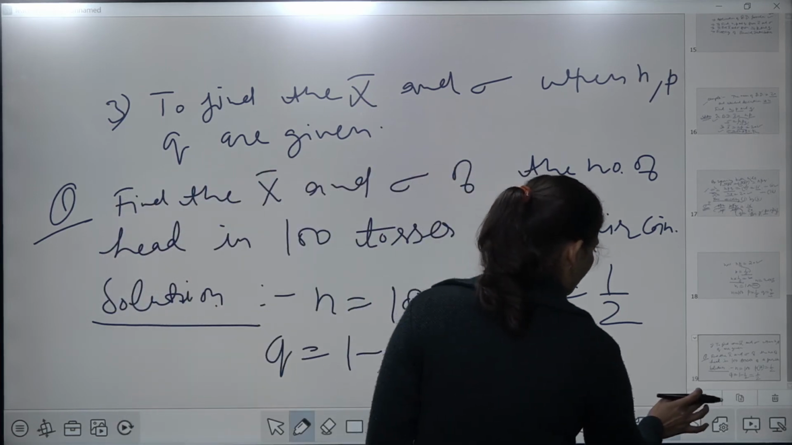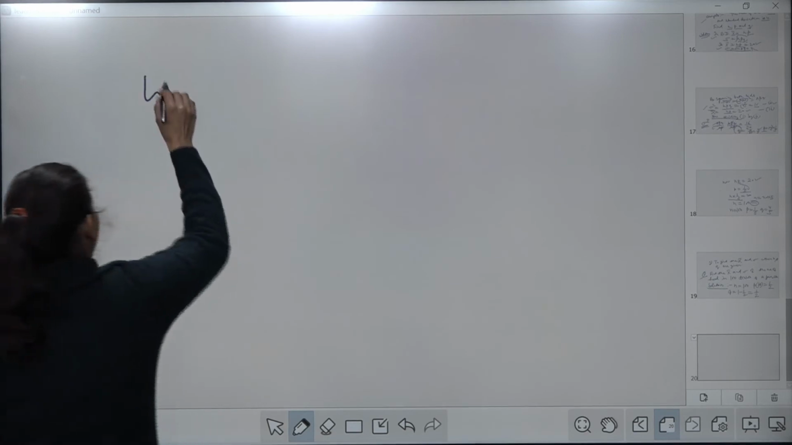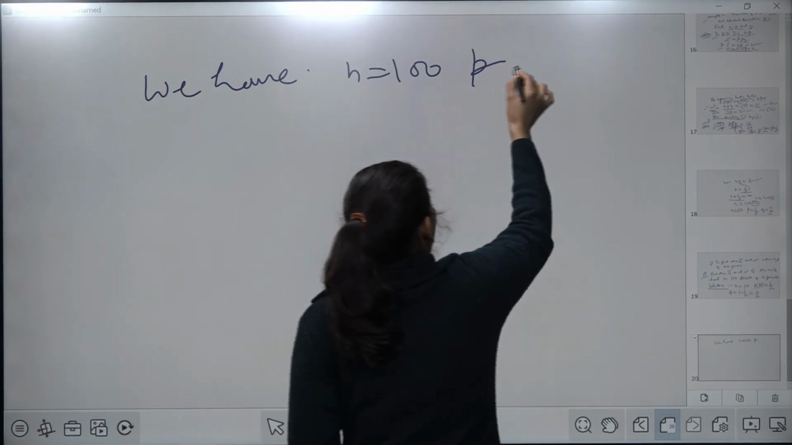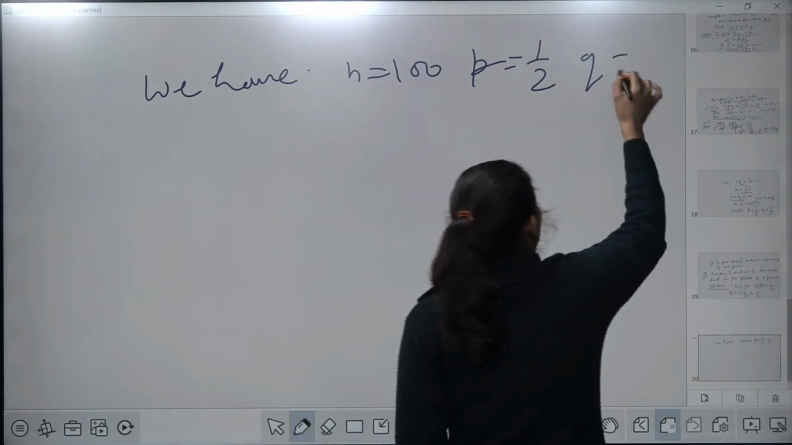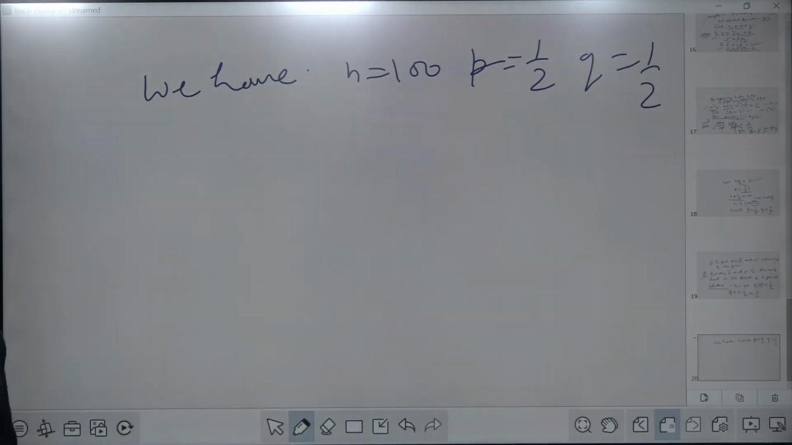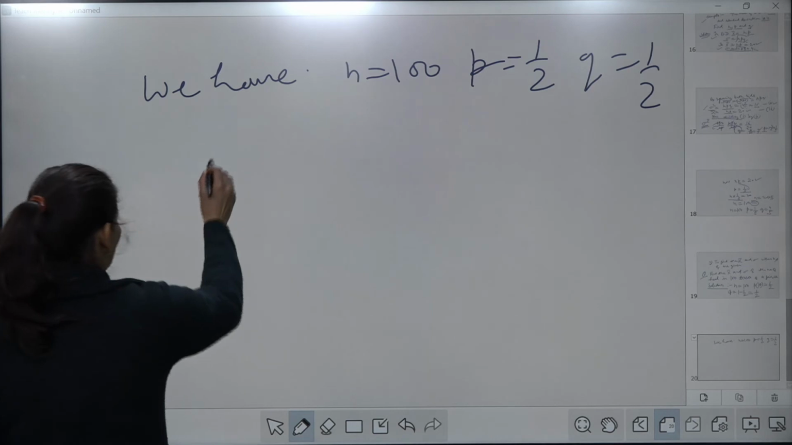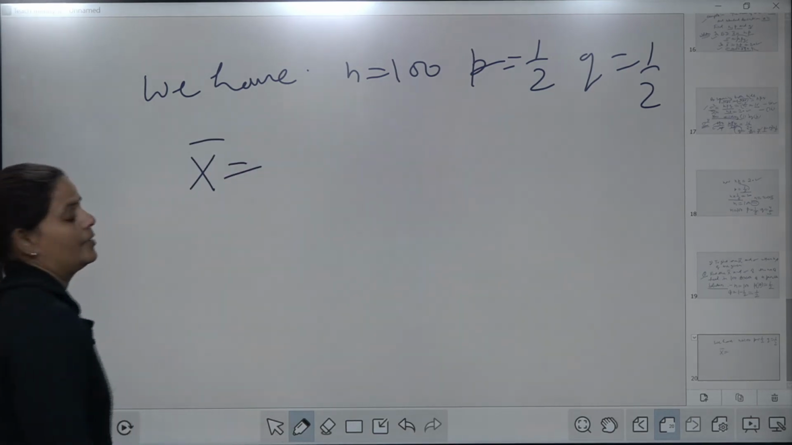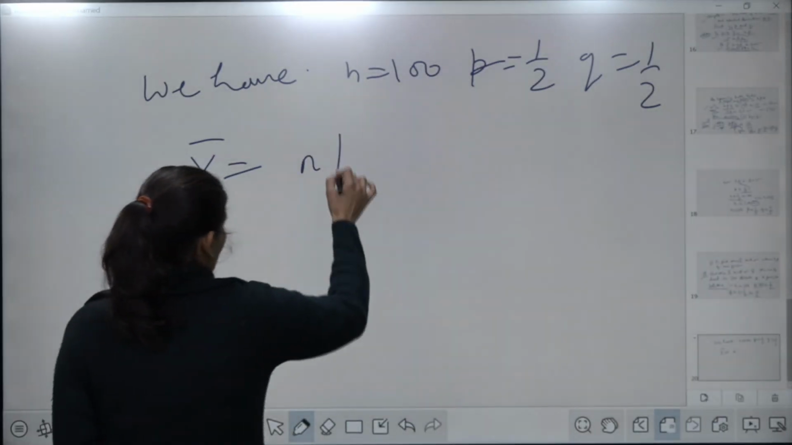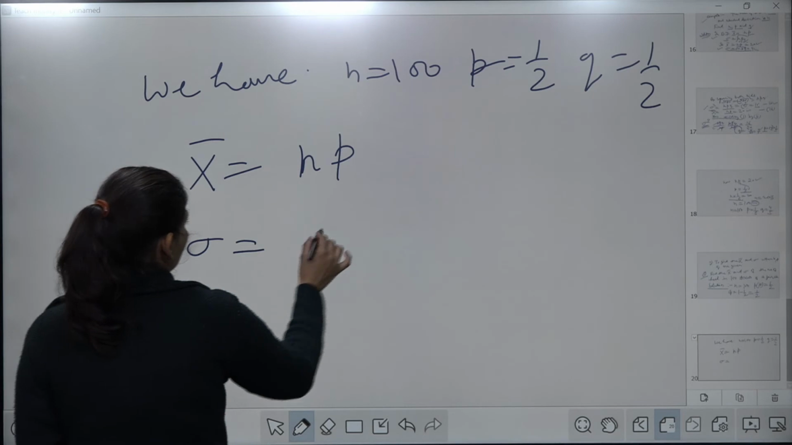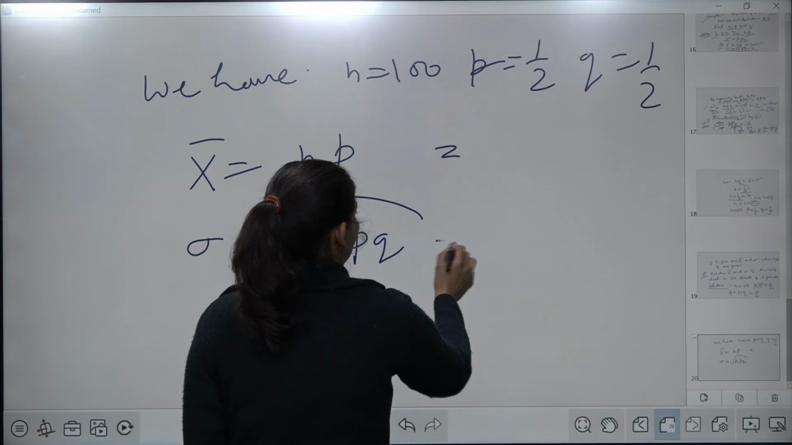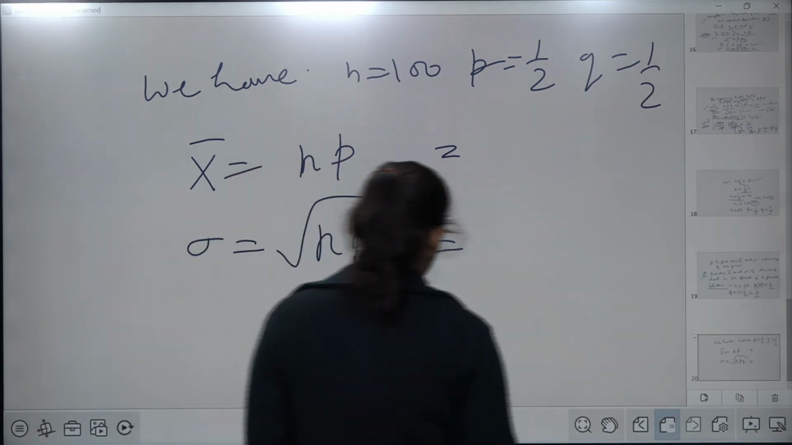So, come to the solution. We have N, that is 100, P, that is 1 by 2, Q, that is also 1 by 2. So, we can find out the mean and standard deviation very easily. What is the formula for the mean in binomial distribution? This is NP, right, and what is the formula of standard deviation? This is the square root of NPQ, right. So, put the values in both formulas.